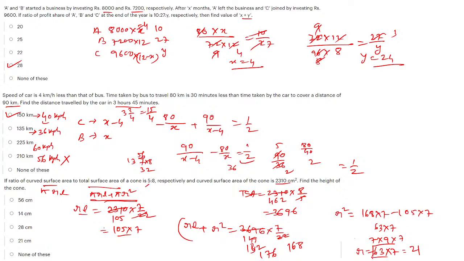Now what is the value of l then? l equals 105 multiplied by 7 divided by 21, that means 35, right? Now what is the h value? That means 35 square minus 21 square, 1225 minus 441, that gives you 784. This is square root, that means 28 centimeter, right? Okay.